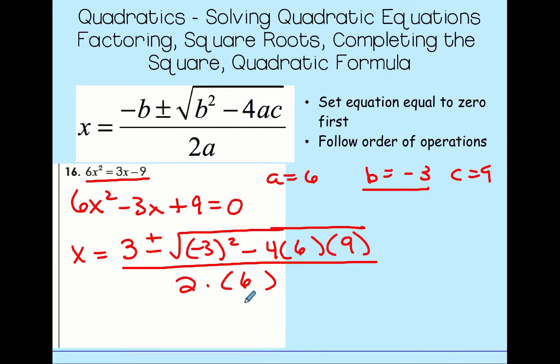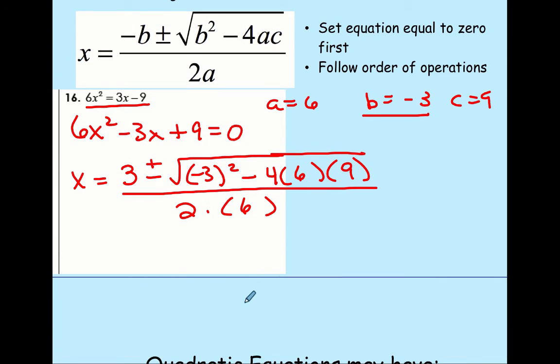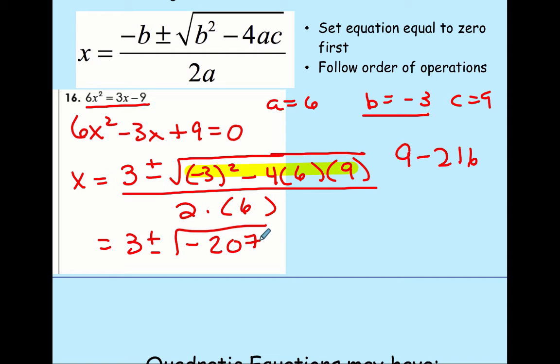So now I'm going to follow order of operations. I'm starting to work first with what's under the square root. Negative 3 squared gives me 9, and then 4 times 6 times 9 is going to give me 216. So I have 9 minus 216, which is going to give me a negative 207. Well, what does that mean?